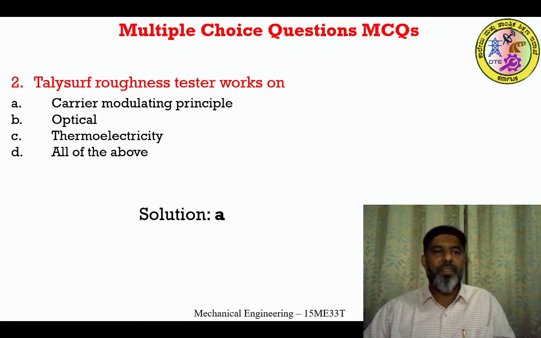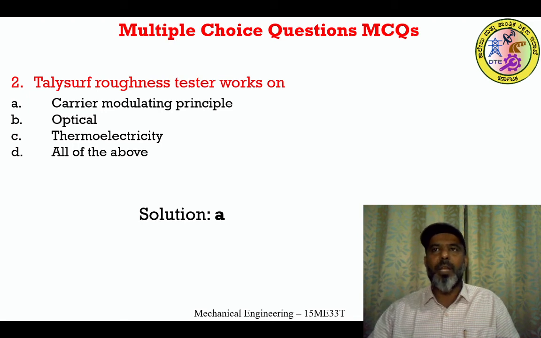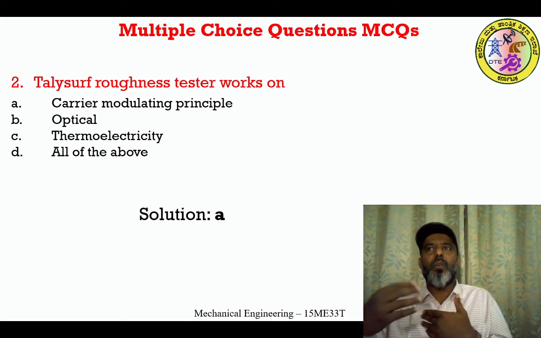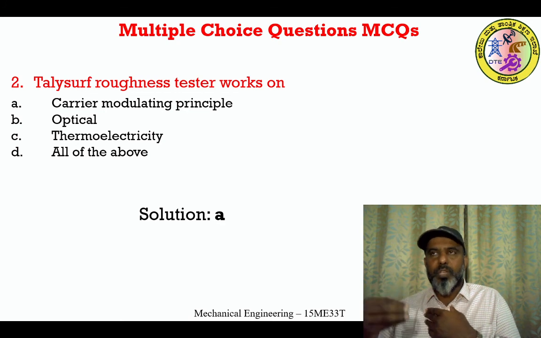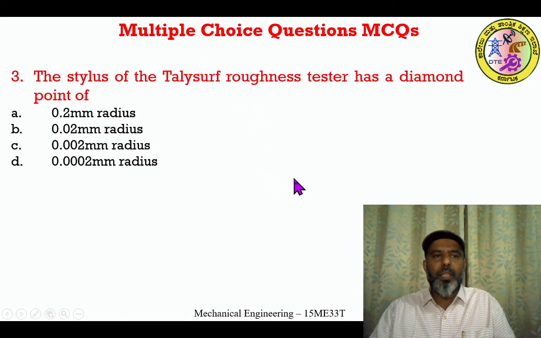The TALYSURF surface roughness tester works on the carrier modulating principle. It means the waves are processed into final signal waveforms. Processing to obtain the final waveforms is called the carrier modulating principle.